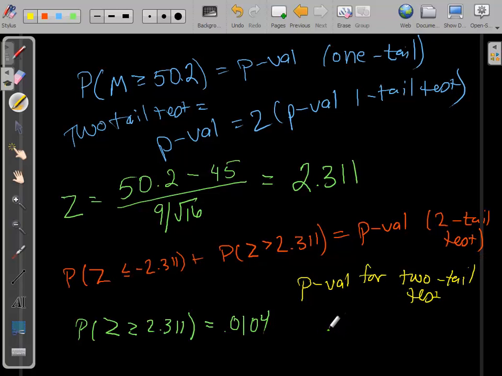So p is equal to 0.0208. In other words, just barely over 2% of the time we would observe a value as extreme as 50.2. That is very unlikely. You know, 2% of the time, that's a very low percent of the time.